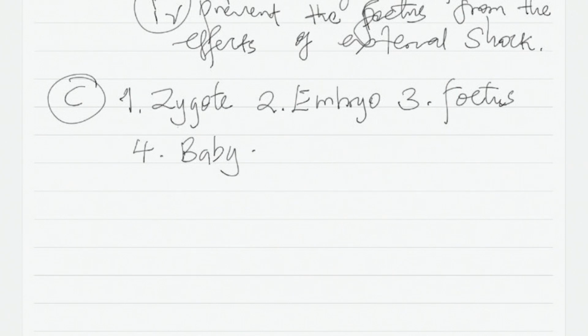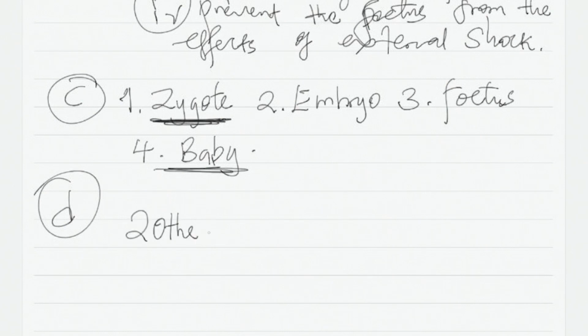Let's move on to part D. Part D, we have a question. It reads, if the fetus in the diagram was conceived on 20th February this year, predict the date of delivery.